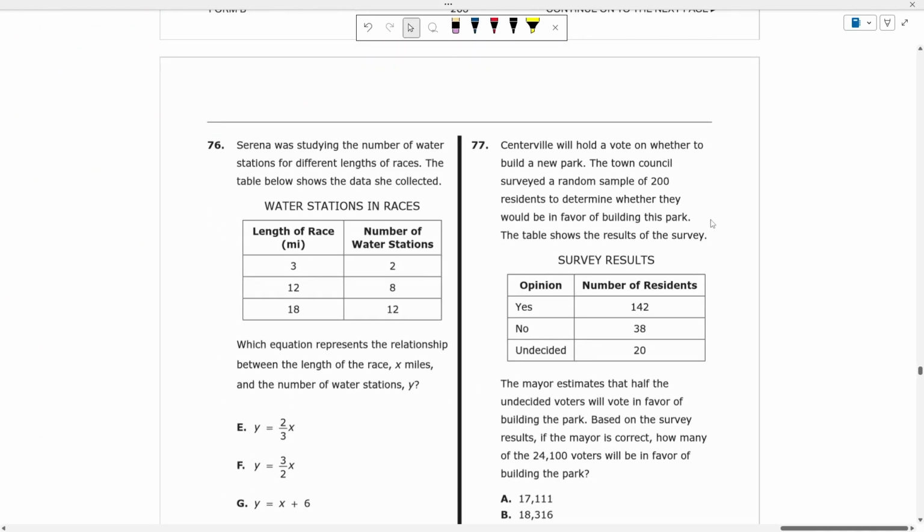Number 76 says that Serena was studying the number of water stations for different lengths of races. The table below shows the data that she collected. Which equation represents the relationship between the length of the race, x miles, and the number of water stations, y?